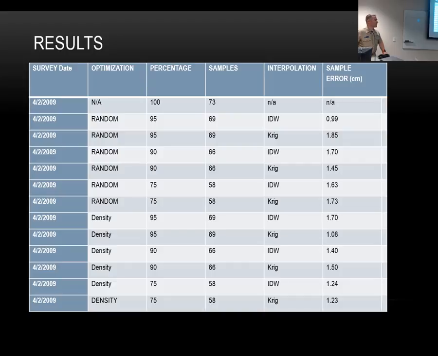I didn't see any skewing of the data. I could produce that too and see if it was skewing low or high. I just produced the average error, but that would be one other thing to look at.